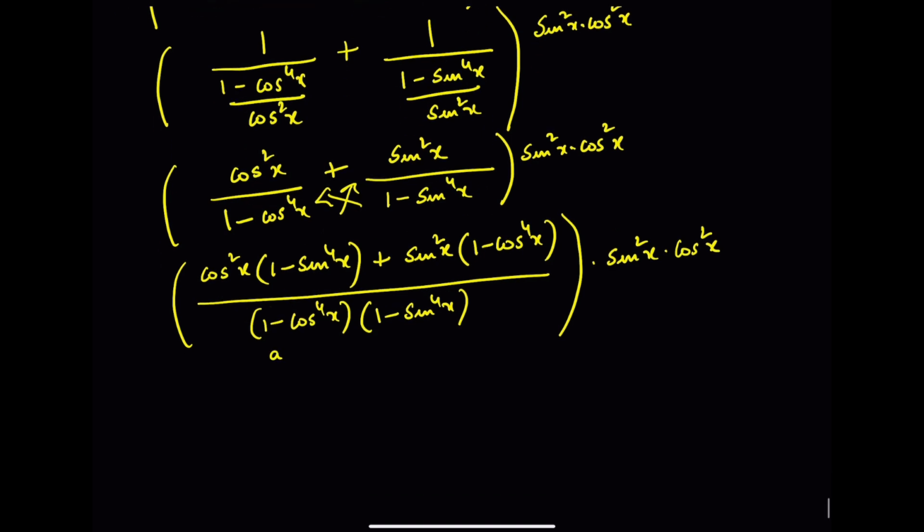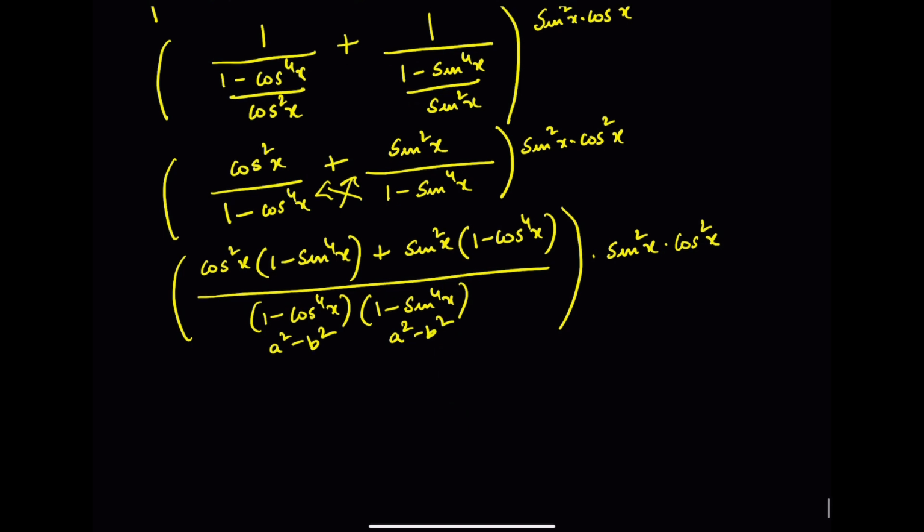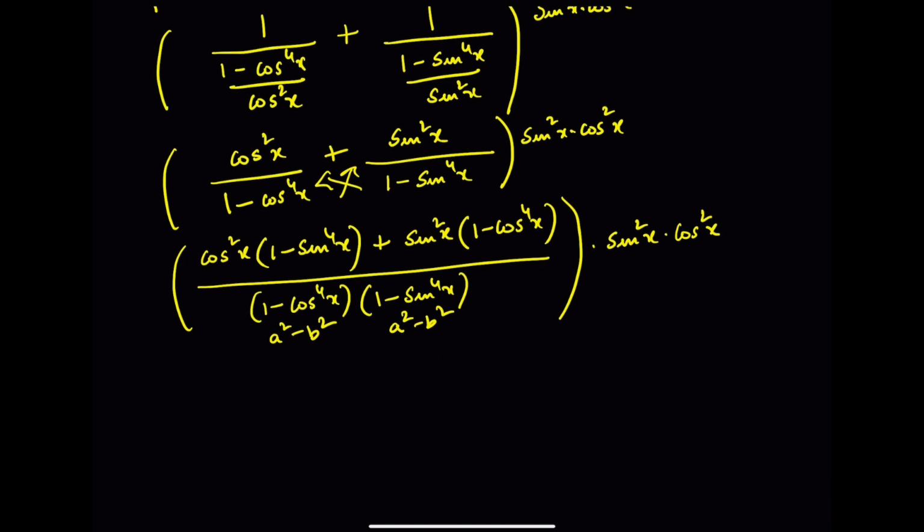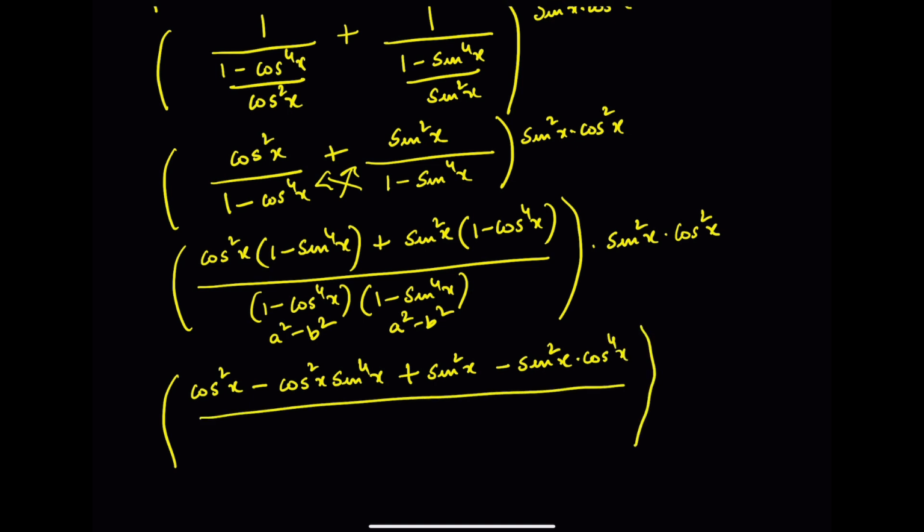So how can we solve this now? So this is of the format a square minus b square, both of these, right? And we can multiply the numerators with the respective values available. So this will be cos square x minus cos square x sin to the power of 4x plus sin square x minus sin square x times cos to the power of 4x. So that will be our numerator.